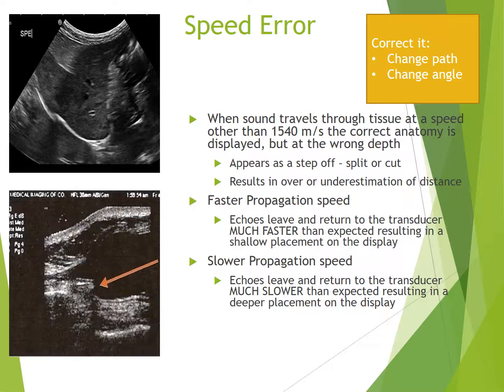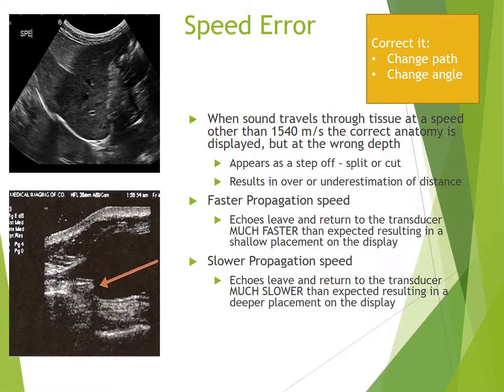Speed error artifact occurs when sound travels through tissue at a speed other than 1540 meters per second. The correct anatomy is displayed, but it's going to be displayed at the wrong depth. We've already learned about the go-return time calculations, so if the sound travels any faster or any slower than that 1540 meters per second, then the machine is going to calculate where that reflector should lie incorrectly. So it's going to appear almost as a step-off, or like a broken, split, or cut somewhere within the anatomy. And this is going to result in an over or underestimation of distance from the transducer.